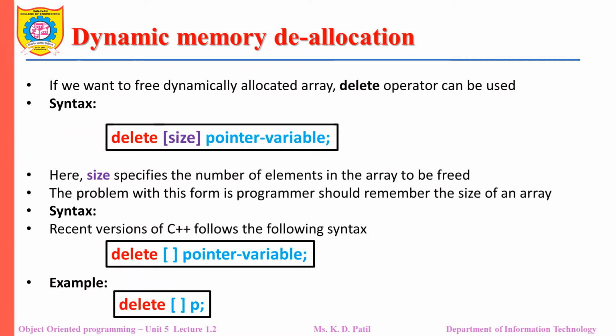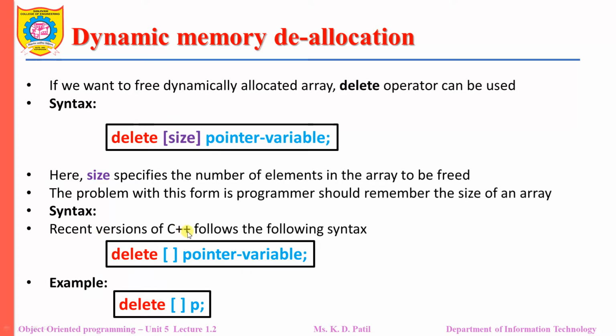If you want to free a dynamically allocated array, then the delete operator can be used. Let us see the example syntax over here. Here we have the delete keyword, followed by the size of that respective array, followed by the pointer variable which is pointing to that array. Now here the size specifies the number of elements in the array to be freed. But the problem with this form is programmers should remember the size of that array. So every time we delete the memory space which is dynamically allocated by the new operator, we need to remember the size of that array.